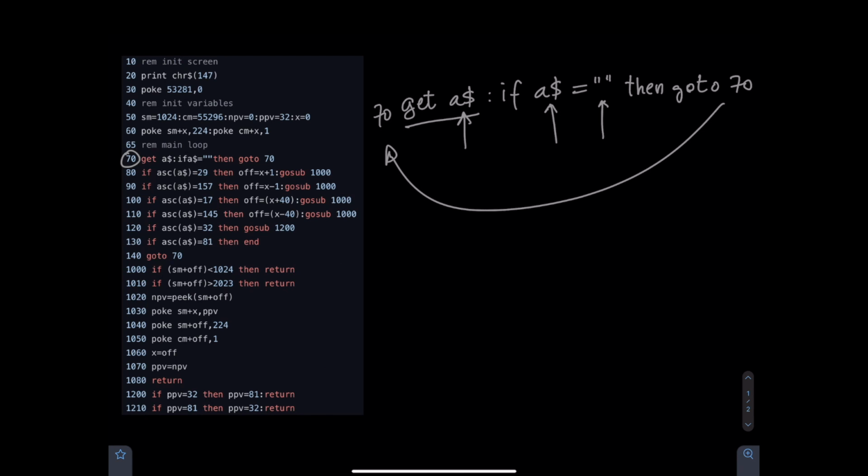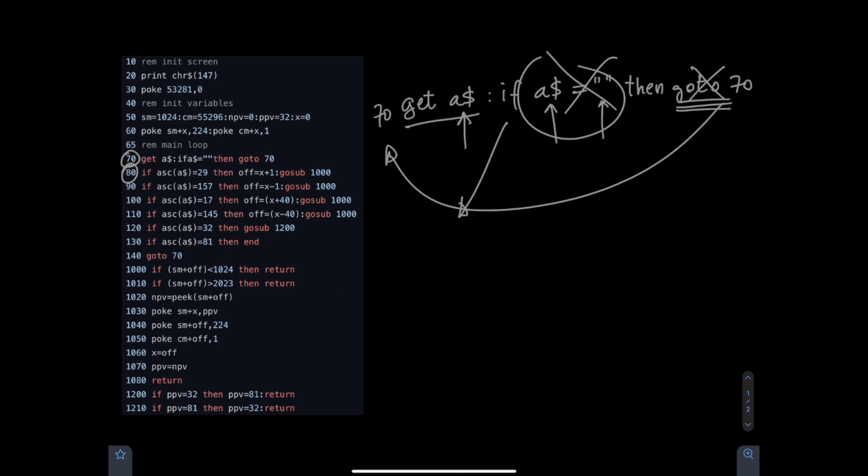Then if you press a key, it means that, okay, is a$, this variable that keeps the character that you just pressed on the keyboard, empty? No, it's not empty. I press, for example, the key A. Okay, so this condition here is false. Then it's not going to execute the GOTO command either, so it's going to move forward to the next line, which is going to be line 80. And that's basically the mechanics that is used here.